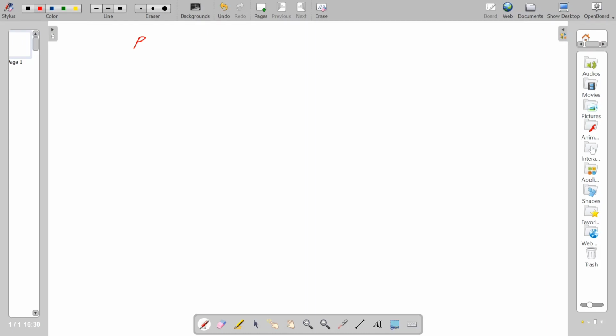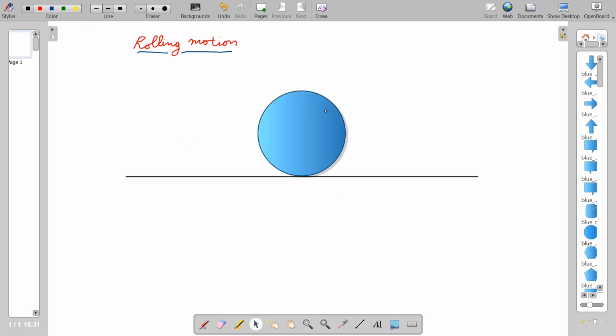Rolling motion. What is rolling motion? When a body performs both translatory motion and rotatory motion, it is called rolling motion. Here, this sphere is performing both translatory motion and rotational motion.